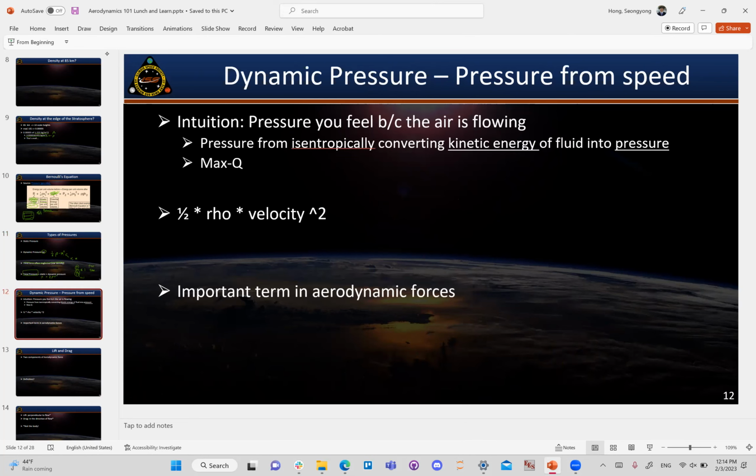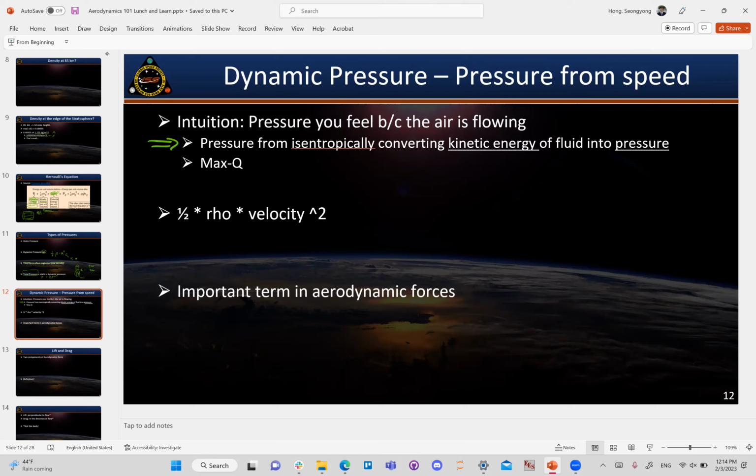So anyway, I guess I kind of explained this already, but to phrase it differently, dynamic pressure is pressure from speed. You can think of it intuitively as the pressure you feel because the air is flowing. You stick your hand out into an airflow and you feel pressure. That's dynamic pressure. The technical thermodynamic definition is the pressure you get from isentropically converting the kinetic energy of the fluid into pressure. But basically it's the same thing, I think.